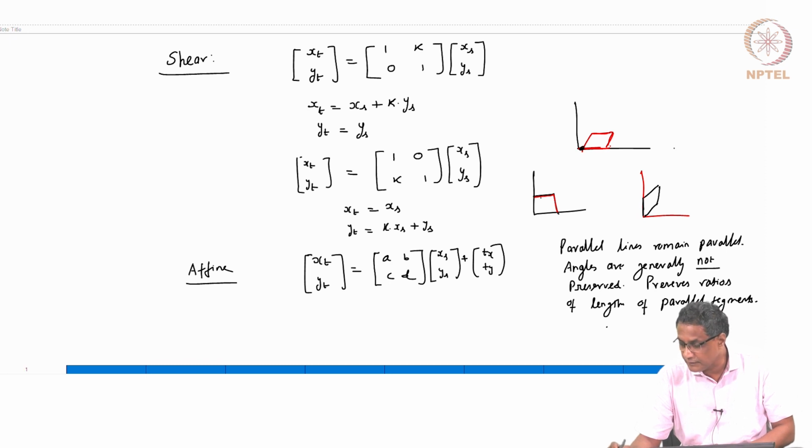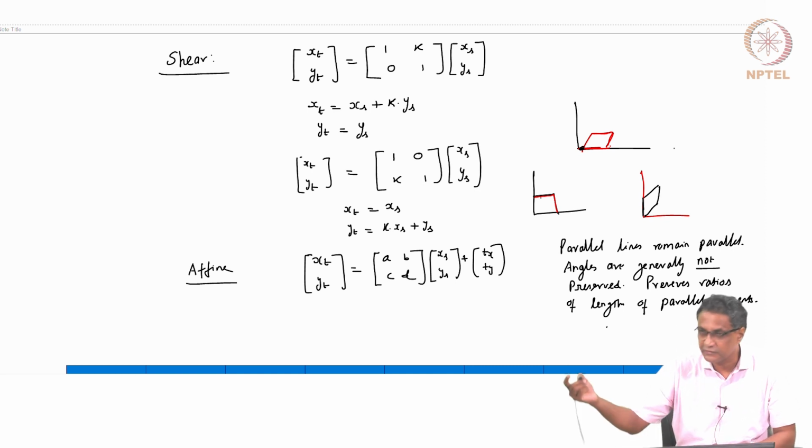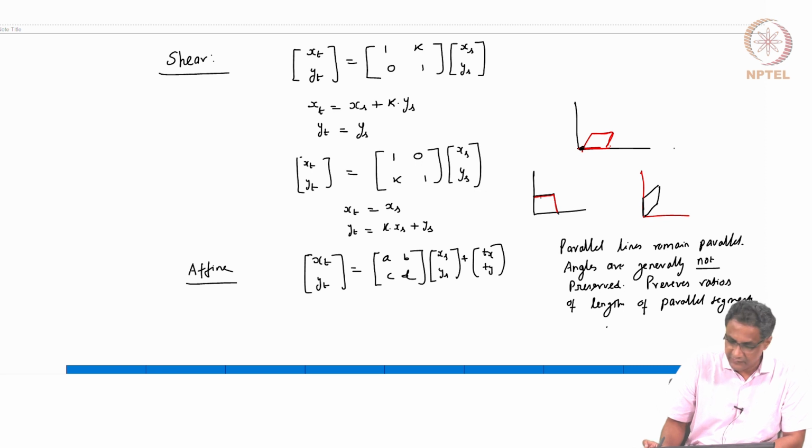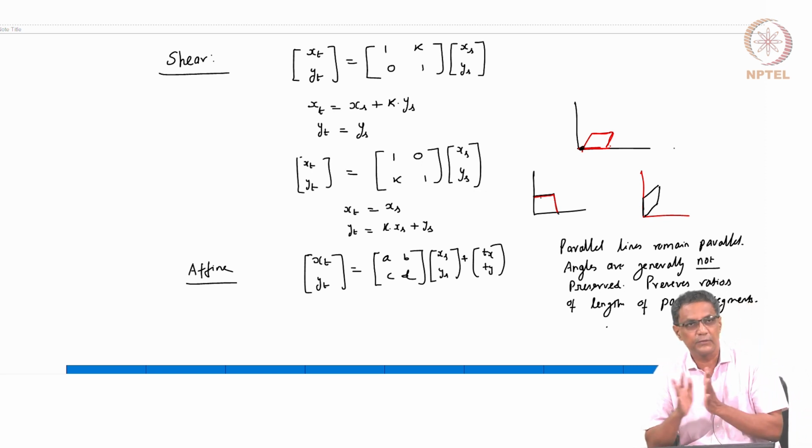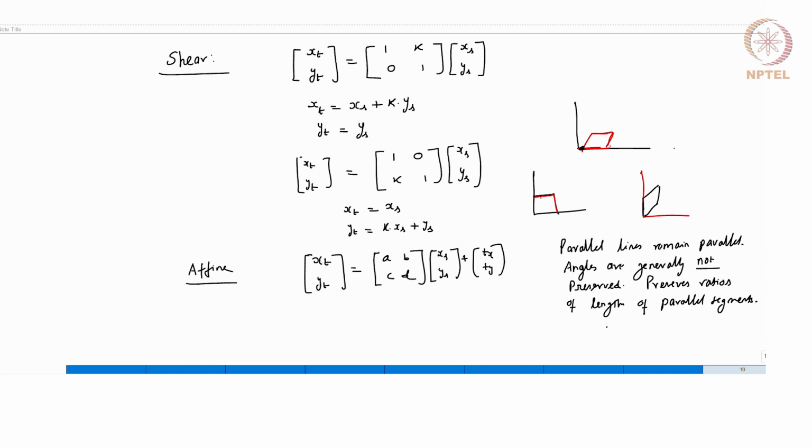There is something even higher than affine. But prior to going there, we'll look at what are called homogeneous coordinates. In some cases I'm able to write a transformation on xs comma ys directly, but in some cases I'm not. For example, a, b, c, d times xs ys plus tx ty doesn't look like a direct transformation on xs comma ys. I have to do something and then add something, so it doesn't look very elegant.